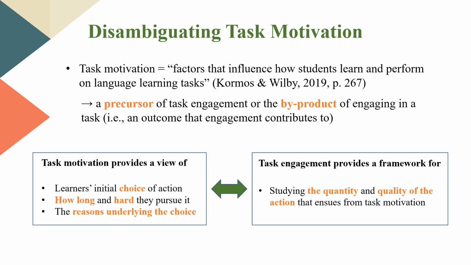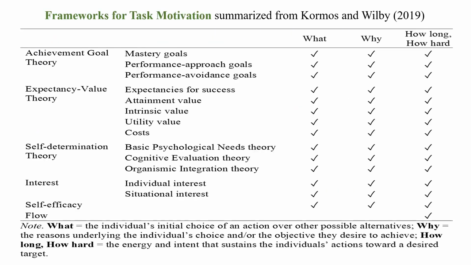So, we believe that task motivation provides a view of learners' initial choice of action, how long and hard they pursue it, and the reasons underlying the choice, while we view that task engagement provides a framework for studying the quantity and quality of the action that ensues from task motivation. In this slide, we present several theoretical frameworks for task motivation. Each of these theories could account for what action a language learner chooses to do, why that language learner chose to do that action, and how long and how hard that action will be sustained. We believe that the sheer number of these theoretical frameworks might be one of the reasons why the distinction between task motivation and task engagement is blurred.